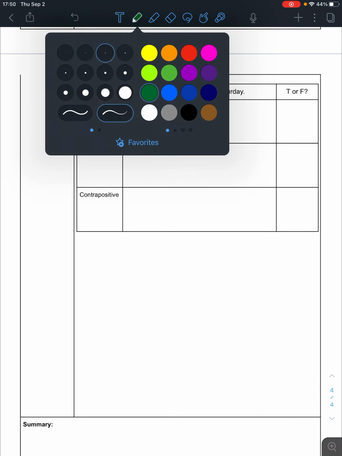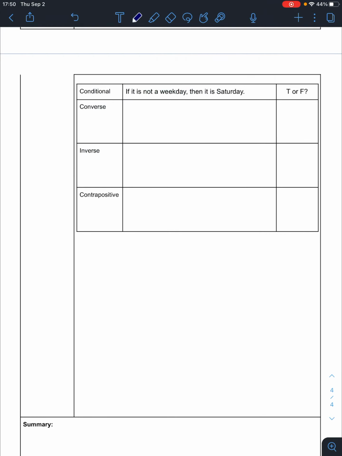Okay, so try this one on your own. Maybe put me on pause for a minute and try it on your own. But let's look at this one. If it is not a weekday, then it is Saturday. So I'm going to read this so that I can determine my truth value. Remember, that's my P then Q, right? If it's not a weekday, then it is Saturday. That's my hypothesis and my conclusion.